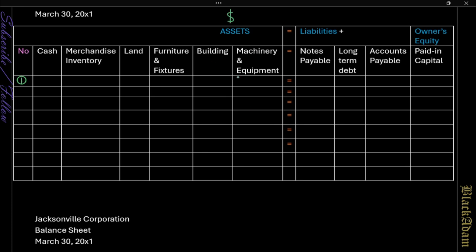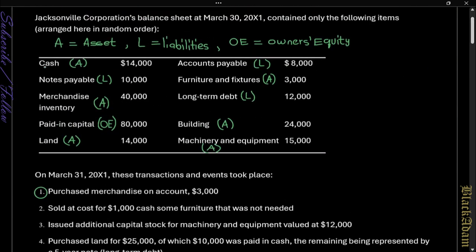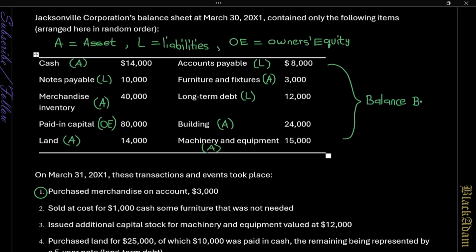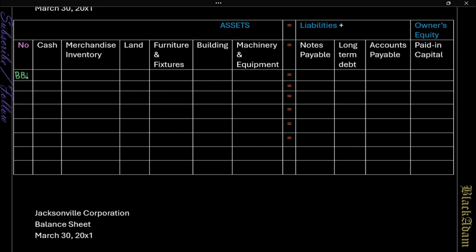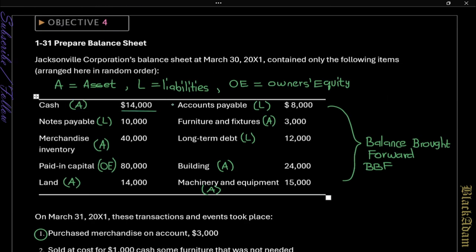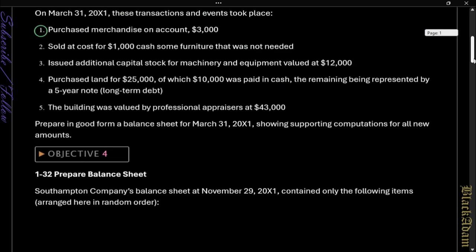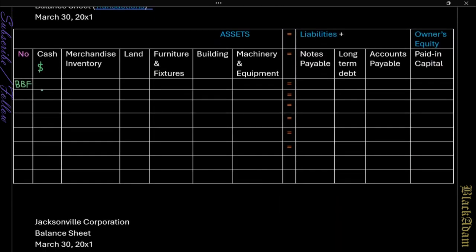where all the money we have there is in dollars. Cash, that's 14,000. So we know that we need to have a balance brought forward. We always start with what we have. If it's zero, that's the beginning of the company, but if the company has operated for some time, then we need the balance brought forward. So we're going to say balance brought forward. We fill in all the information that we have. Cash is 14,000, so we record it under cash, $14,000.